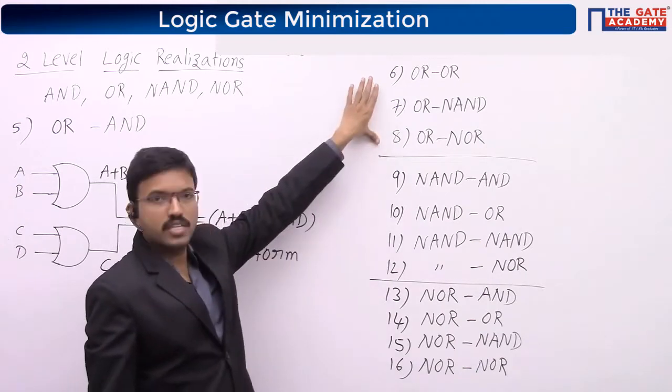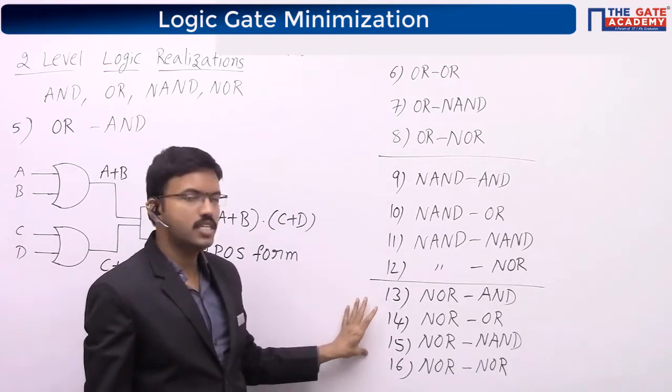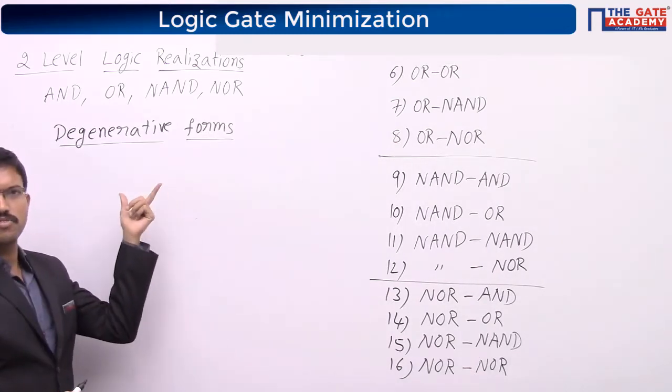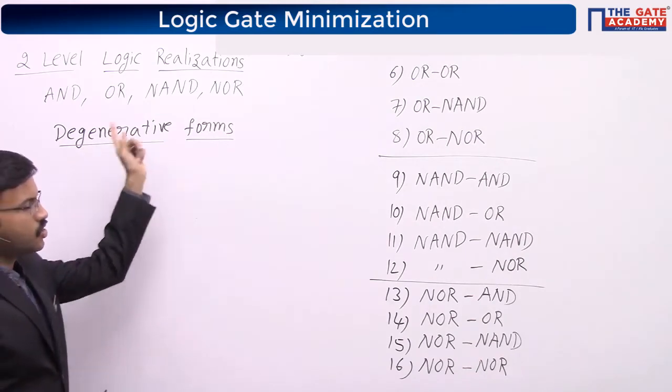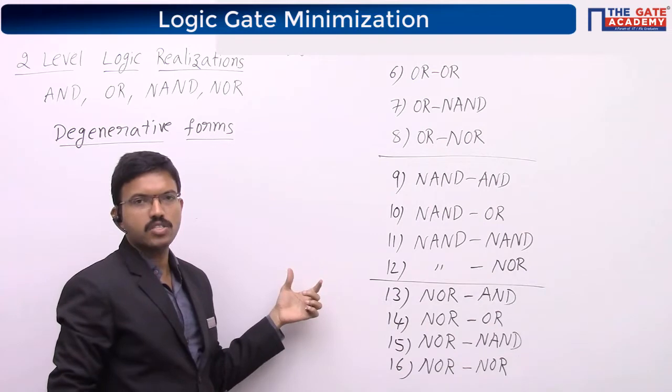ECE students try for these 3 cases. WE students try for these 4 cases. Instrumentation and CS students try for these 4 cases. Put the heading degenerative forms, whatever degenerative forms you got. In total we have considered 16 forms, 16 functions, 2-level logic realizations.